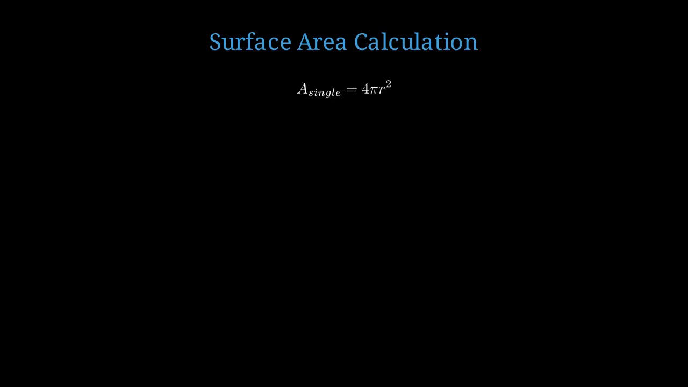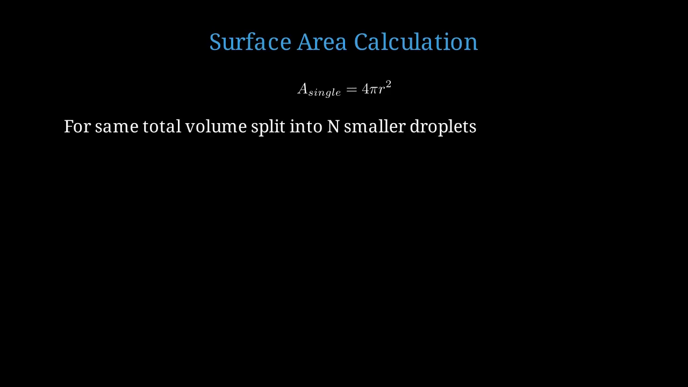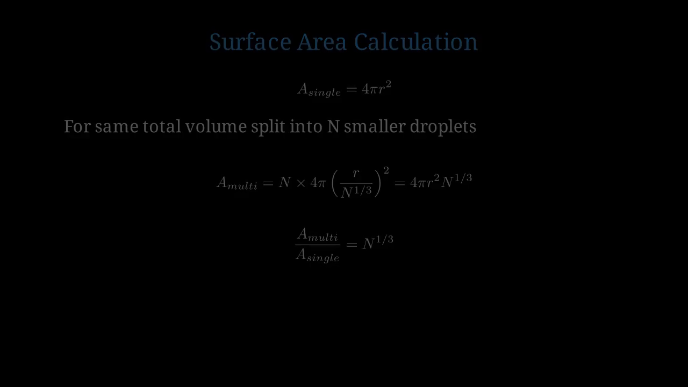For a single core of radius r, the surface area is 4πr². If we split that same volume into n smaller droplets, the total surface area becomes 4πr² times n^(1/3). The ratio is n^(1/3). For 10 droplets, surface area increases by 2.15 times. For 100 droplets, by 4.64 times.